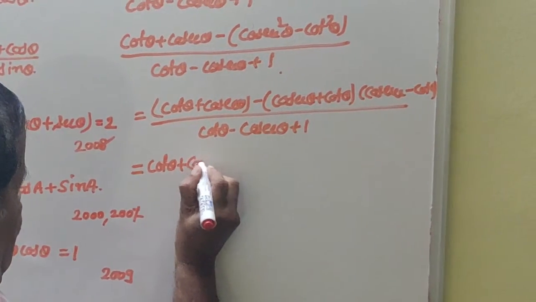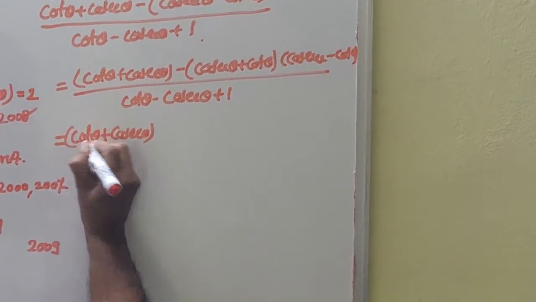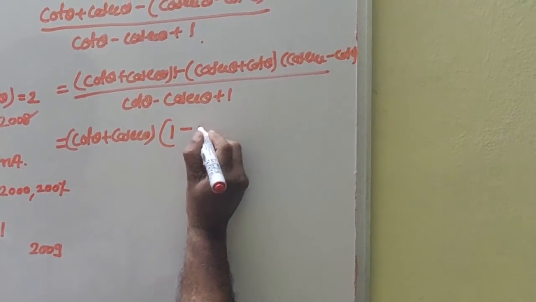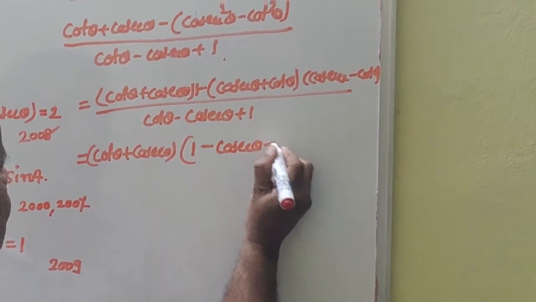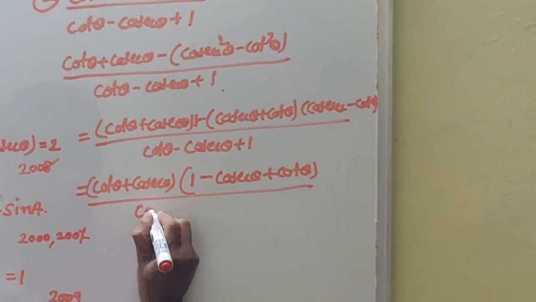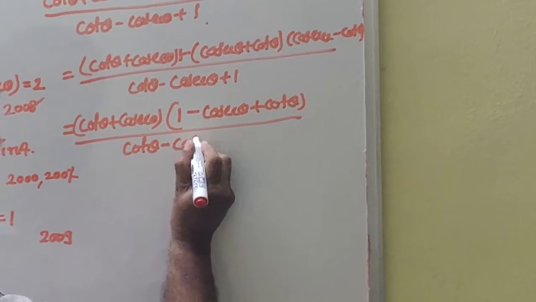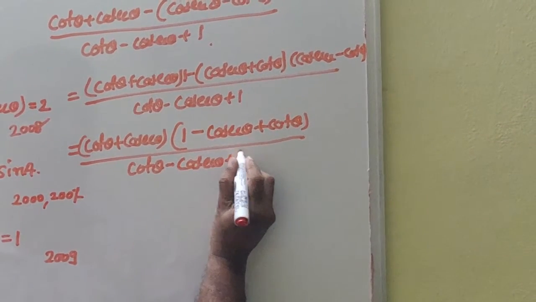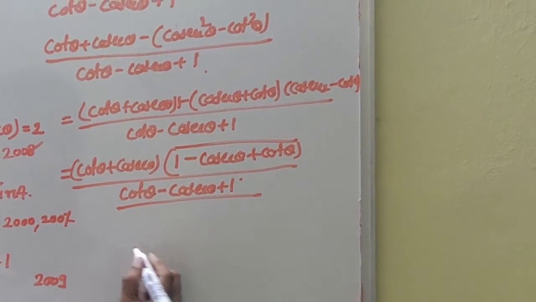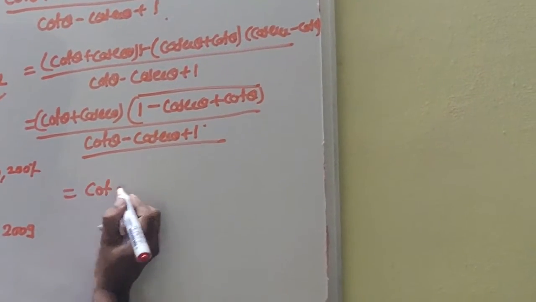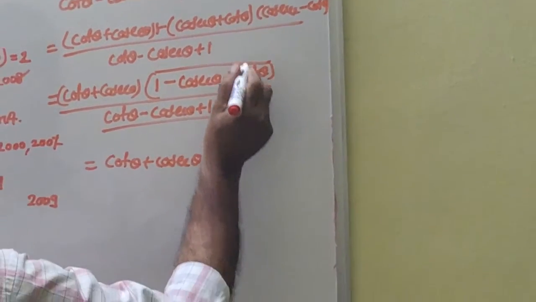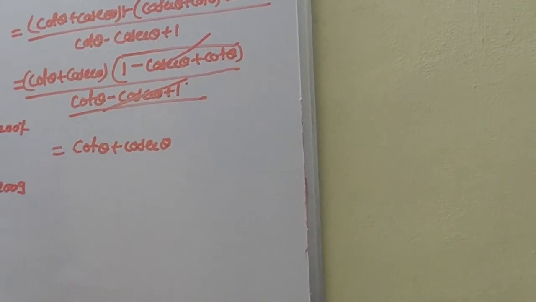Now I am taking common. What will remain here? Again 1 I am writing, minus sign, change the sign, cosec theta plus cot theta. This is similar to your denominator. When you compare this one, these are equal, so I can cancel this with this. So what will come here? Cot theta plus cosec theta will come here. Both the terms are equal, so this term will get cancelled with this term.